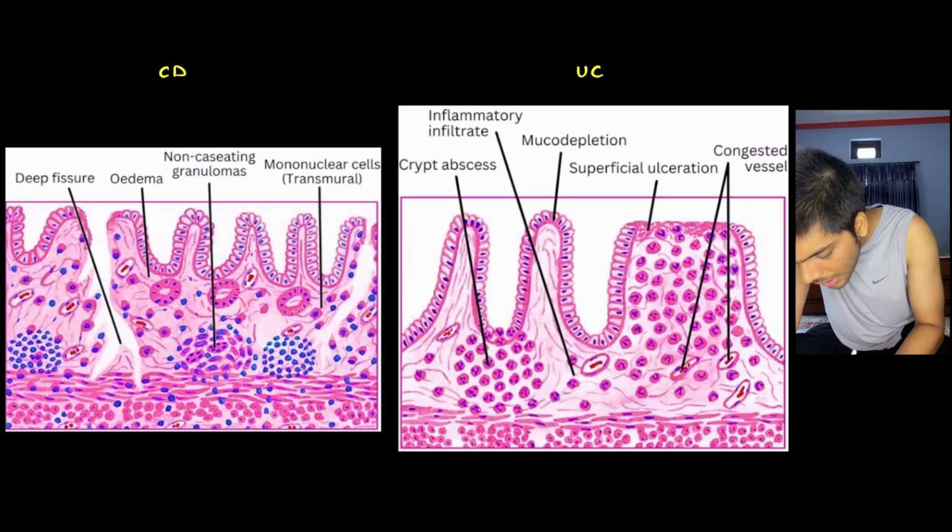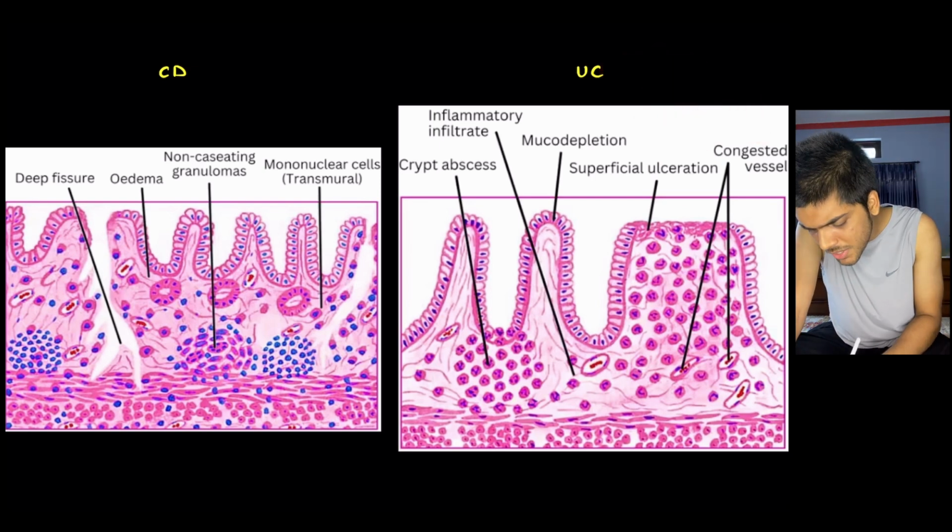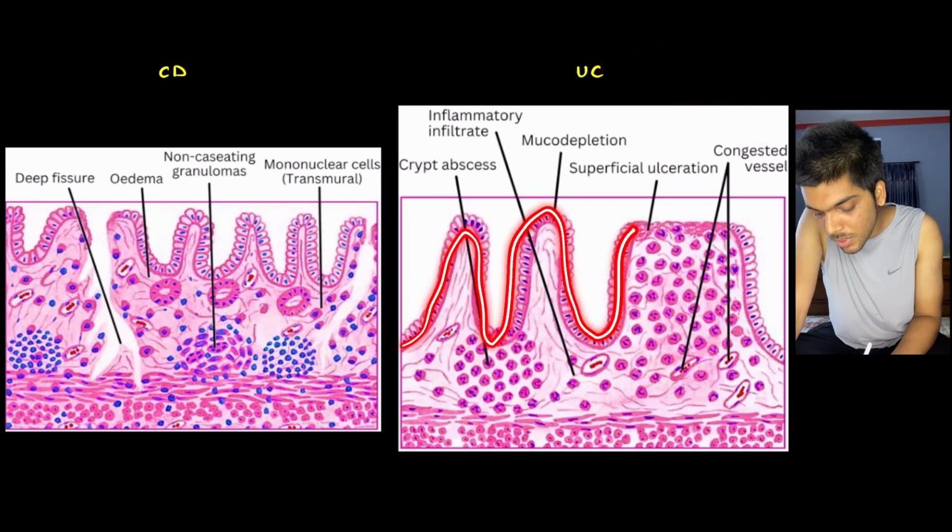Ulcerative colitis. In ulcerative colitis, I said that the ulcers are superficial. So in microscopy also you can see superficial ulcers. See, there is mucosa, and then a breach in mucosa. Is the breach in mucosa deep or superficial? It's superficial. So there is superficial ulceration.